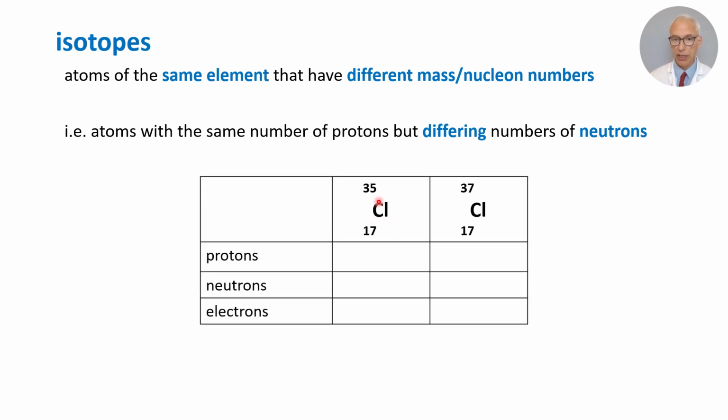Chlorine. Chlorine 35 and chlorine 37 are isotopes of chlorine. The number of protons is 17 in each case. The atomic number does not change. The number of electrons will be the same, 17 and 17, but the numbers of neutrons, 18 with 17 makes 35, and 20 with 17 makes 37. The number of neutrons is different in each isotope.